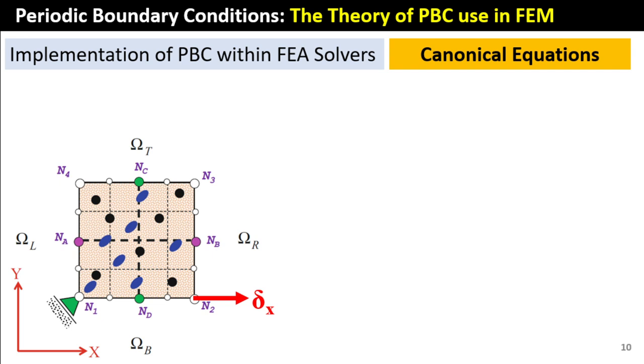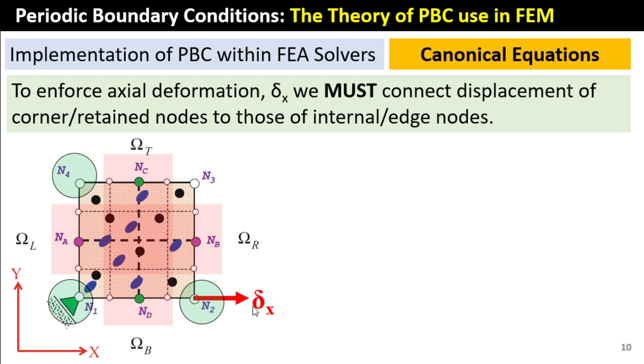Now, the problem is that we also need to be able to enforce this displacement. To enforce an axial deformation, for example, or maybe a temperature history at a point, we must connect the displacement of the structure to the point where we are actually pulling. Remember, we had these edge nodes connected, then we have these boundary nodes connected, or these corner nodes. But what happens if we apply displacement here? How would those edge nodes be aware of the displacement at N2? Somehow we need to link the deformation of the internal edge nodes to the deformation of these retained or corner nodes, because the corner nodes are the nodes that we use to instruct the deformation of the structure. That's actually where we're going to apply loads.